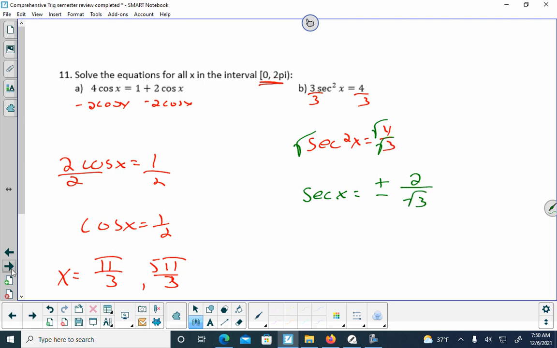I don't know secant off the unit circle as well as I know sine and cosine, so I'm going to flip this to cosine, so that's the reciprocal. If I flip this, then I'm going to flip this fraction, make this the square root of 3 over 2. So then I'm asking myself, when is a cosine equal to a positive or a negative square root of 3 over 2? And that's going to be everything with a denominator of 6. So pi over 6, 5 pi over 6, 7 pi over 6, and 11 pi over 6.